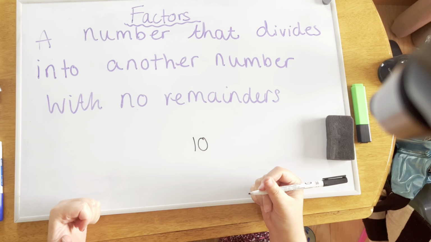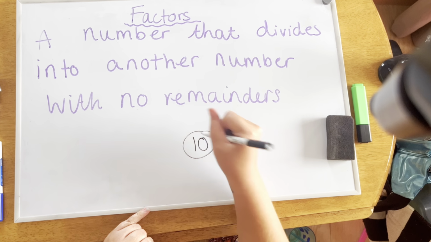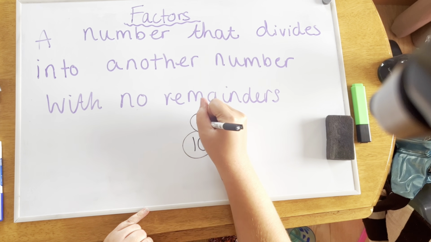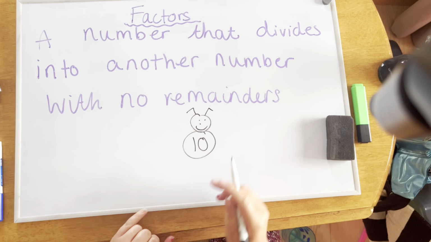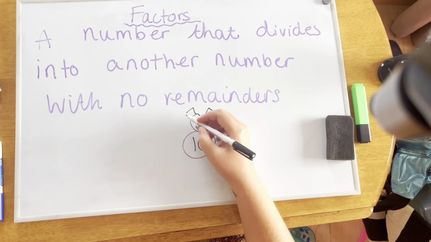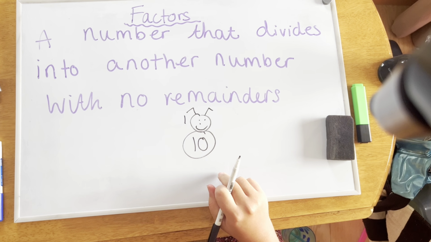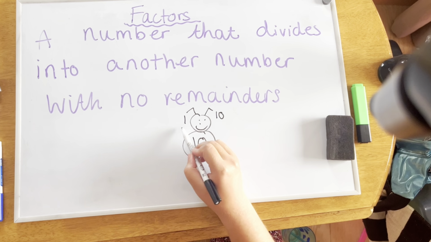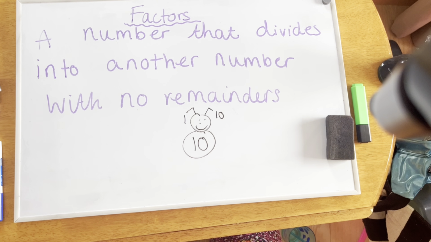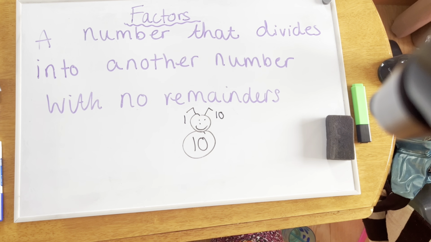Now we're going to use what I like to call a factor bug to help us. So we put 10 in his tummy, we draw him a smiley face, and then we draw some antennas. Now the antennas are the same numbers every time: 1 and whatever number we're trying to find the factors of. So in this case, 1 and 10. Then we're going to work systematically and go up in numbers to see what times tables go into it.